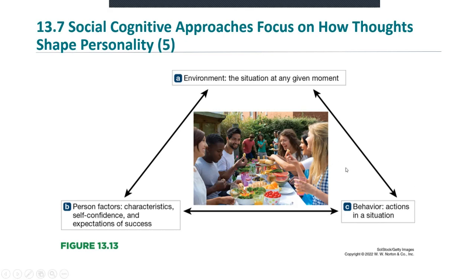And there are similar examples to connect each of these three factors. Environment and behavior affect each other. The environment and your personal characteristics affect each other, and your personal characteristics affect your behavior, and your behavior can affect those. And so this is basically Bandura's reciprocal determinism theory of personality, that these three factors constantly interact and affect each other to determine your personality.